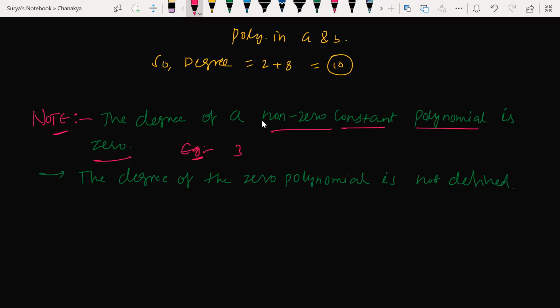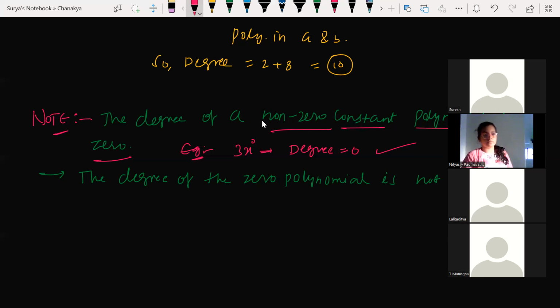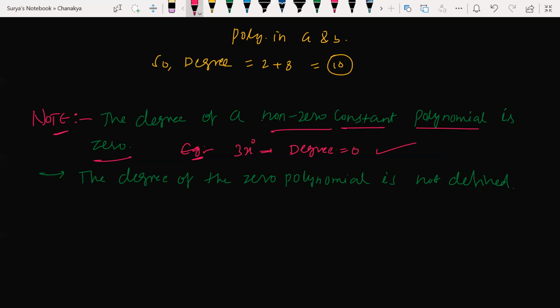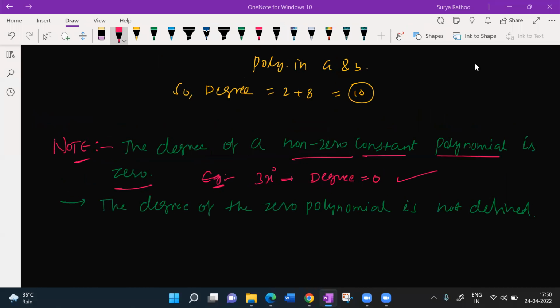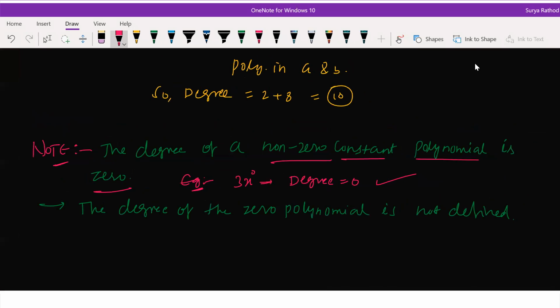What is the degree of 3? Sir, it's not 0, sir. 3 can be written as 3 into x to the power of 0, isn't it? So the degree is 0. Any doubts? Sir, suppose it's like 3 cube, then also it will be 0 degree, right? Yes, 3 cube into x to the power of 0 is 3 cube only, so 0 only.